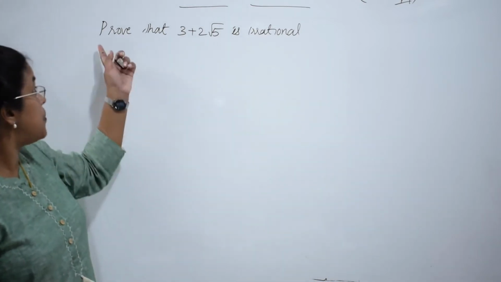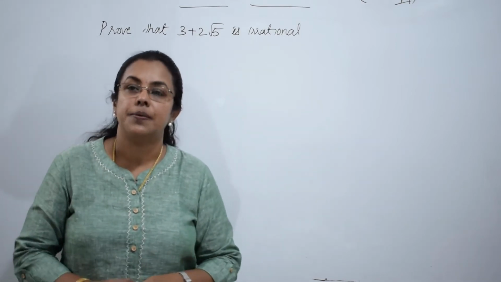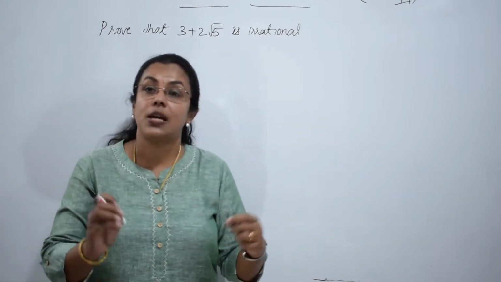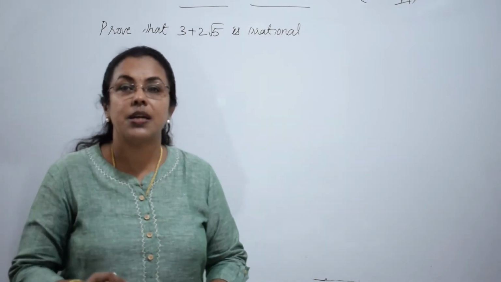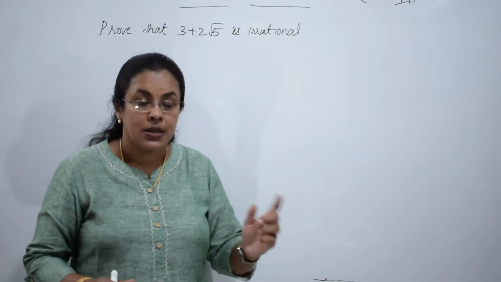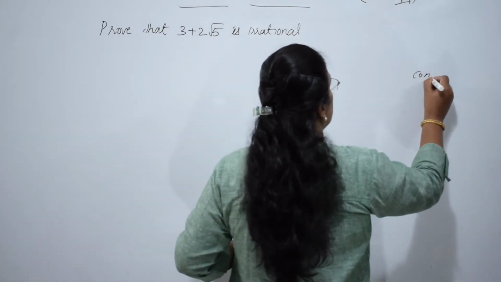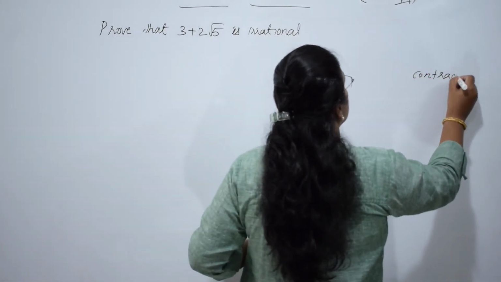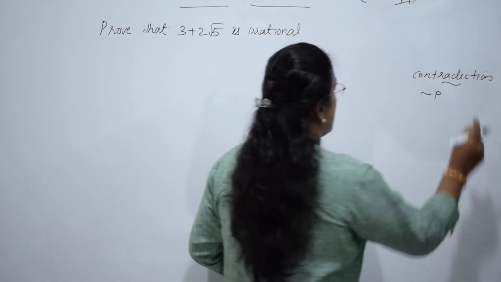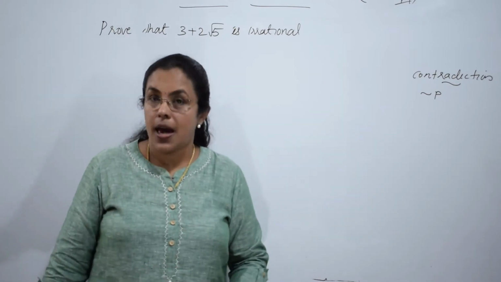Here we are going to prove 3 plus 2 root 5 as an irrational number. We know the sum of a rational and irrational is irrational. Here we are going to prove it mathematically. How? Again, same by the method of contradiction. That means we have to assume tilde p, opposite of p, as true.